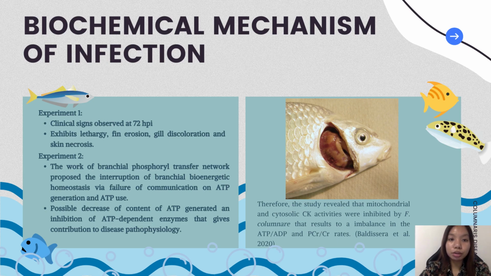In experiment number 2, it was revealed that the functioning of the branchial phosphoryl transfer network was impaired in silver catfish, suggesting disruption of branchial bioenergetic homeostasis through failure of communication between sites of ATP generation and ATP use. The possible decrement of ATP content due to the disrupted phosphoryl transfer network induced an inhibition of ATP-dependent enzymes such as the potassium, sodium ATPase that contribute to disease pathophysiology.